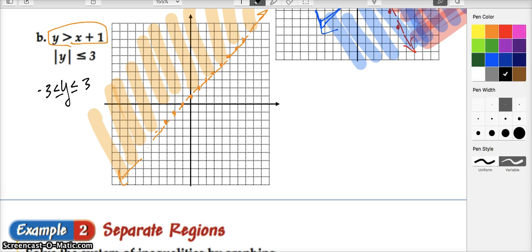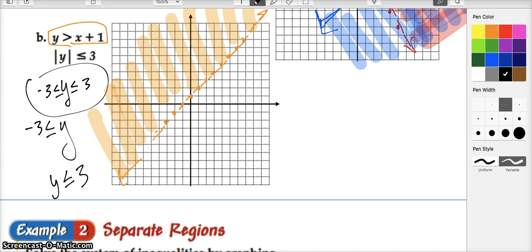In this situation, we've got a conjunction inequality here, where negative 3 is less than or equal to y, or basically y is greater than or equal to negative 3, and at the same time y is less than or equal to positive 3. We know that the associated line with this one will be y equals 3, and on this side y equals negative 3. Those lines are going to be solid because y could equal 3 and it could equal negative 3.